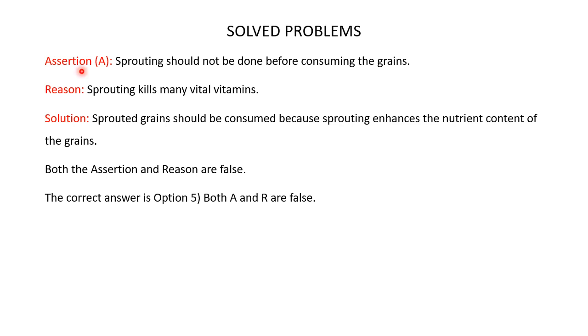Assertion: Sprouting should not be done before consuming the grains. Reason: Sprouting kills many vital vitamins. Sprouted grains should be consumed because sprouting enhances the nutrient content of the grains. So as you can see, both the assertion and the reason are false. So the correct answer is option 5. Both A and R are false.